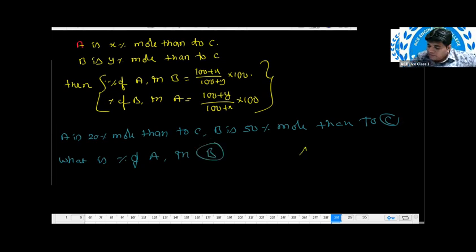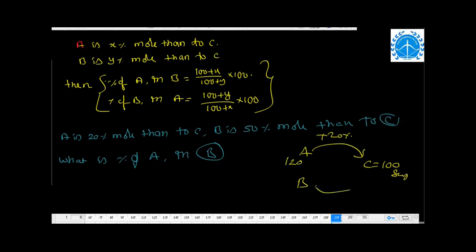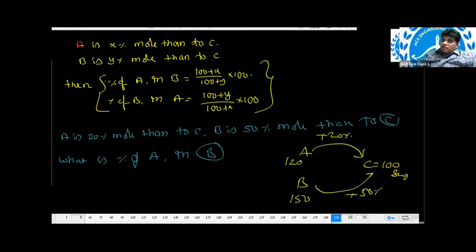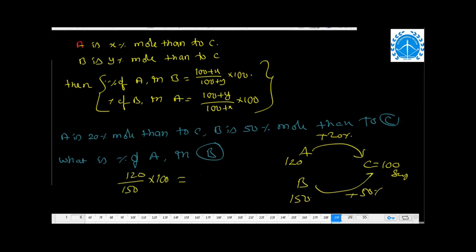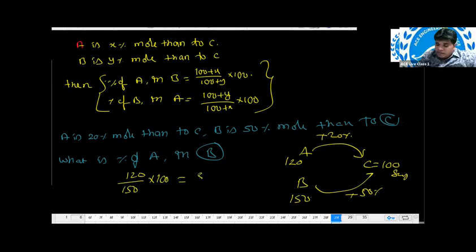Concept-wise, A, B, C: I don't know, assume 100. A is 20% more, so the A value is 120. B is 50% more, so the B value is 150. So what is the percentage of A in B? 120 by 150 into 100. Simplify, you're getting the answer 80%.